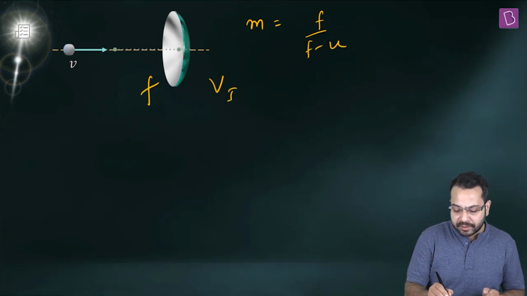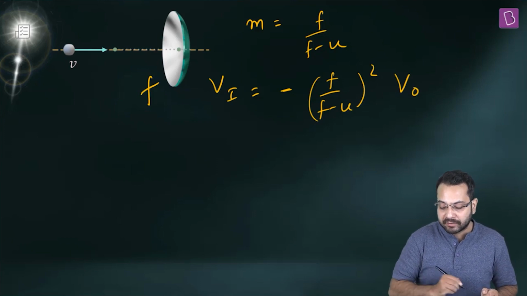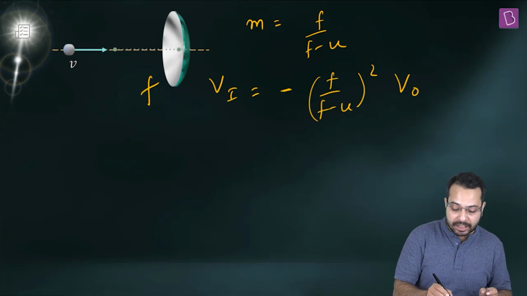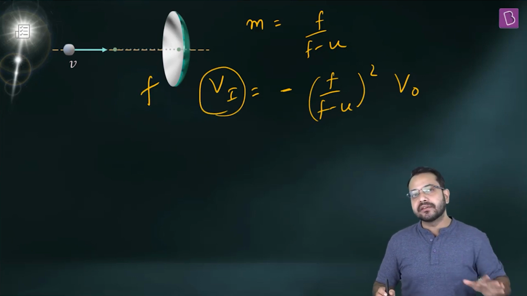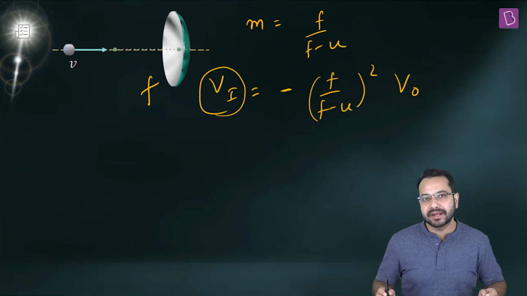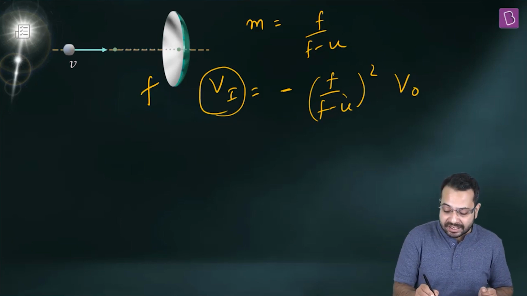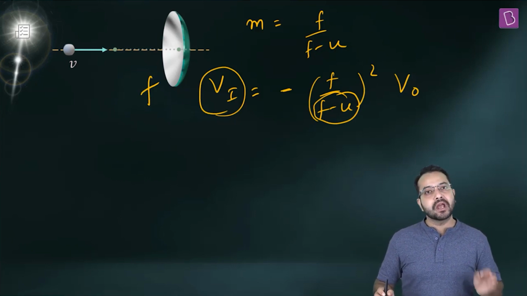So velocity of image is going to be minus m square, which is f upon f minus u square, multiplied by velocity of the object. Perfect. Okay, now we have to figure out when is velocity of image going to be undefined. When is something undefined? Something is undefined mathematically when we try to divide it by 0. Division by 0 is undefined, which means that if the denominator here becomes 0, then the velocity of image is going to be undefined.